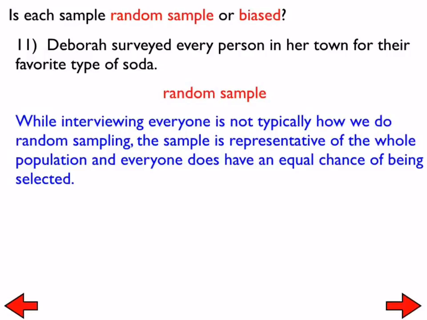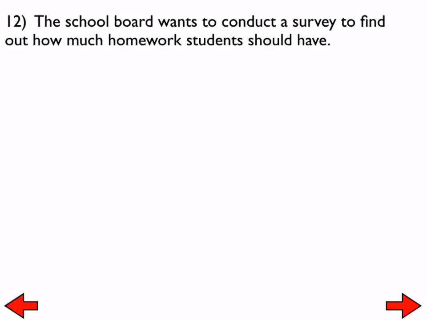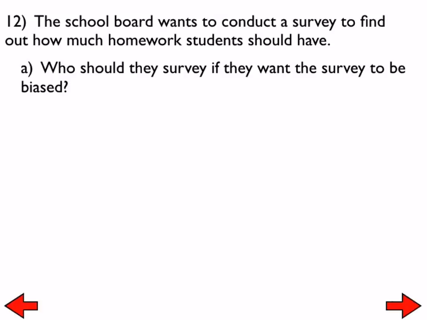And then, number 12. The school board wants to conduct a survey to find out how much homework students should have. Who should they survey if they want the survey to be biased? You tell me. Students, exactly, because most students don't want to do much homework. They could also interview teachers because teachers don't necessarily want a lot of homework, but they want some homework.